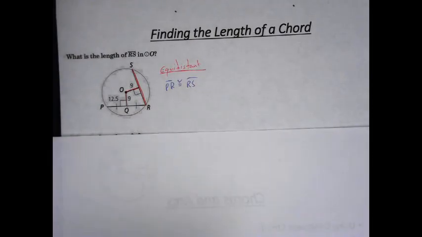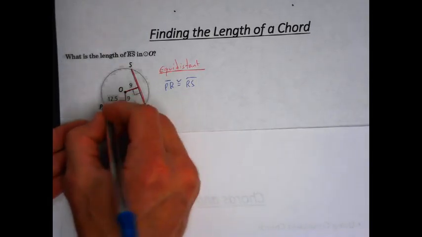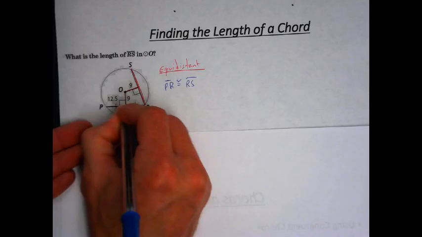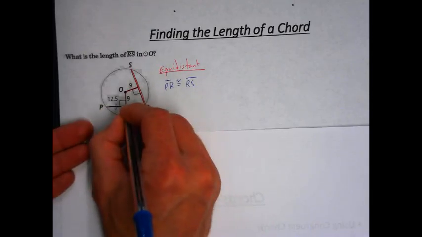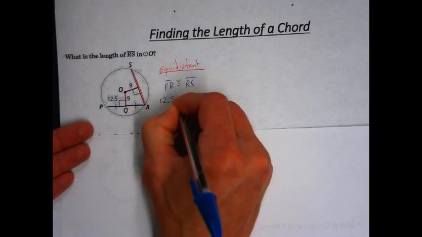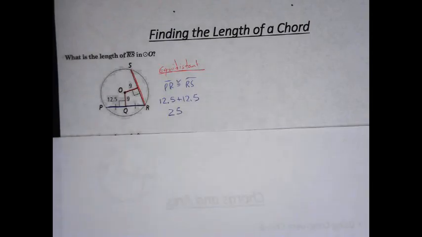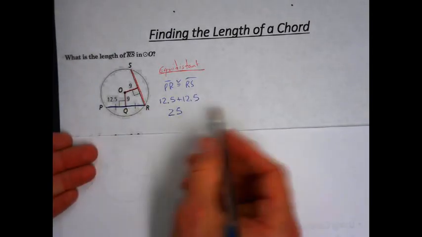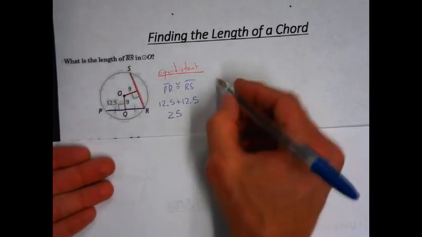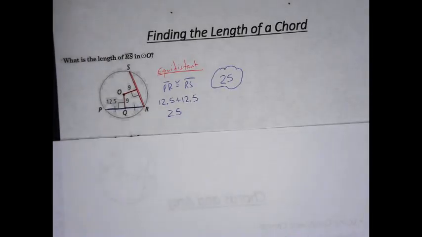So if we know the distance of PR, then we know RS. And can we know that? Well, yeah, take a look at here. What's given in the diagram is that the distance from P to Q is 12.5, and the distance from Q to R is congruent. So that means we have 12.5 plus 12.5, which is, as we know, 25. So if we know our distance is 25 for PR, then we know our distance is 25 for RS. So, of course, the answer, 25. All right, so hopefully that makes sense.